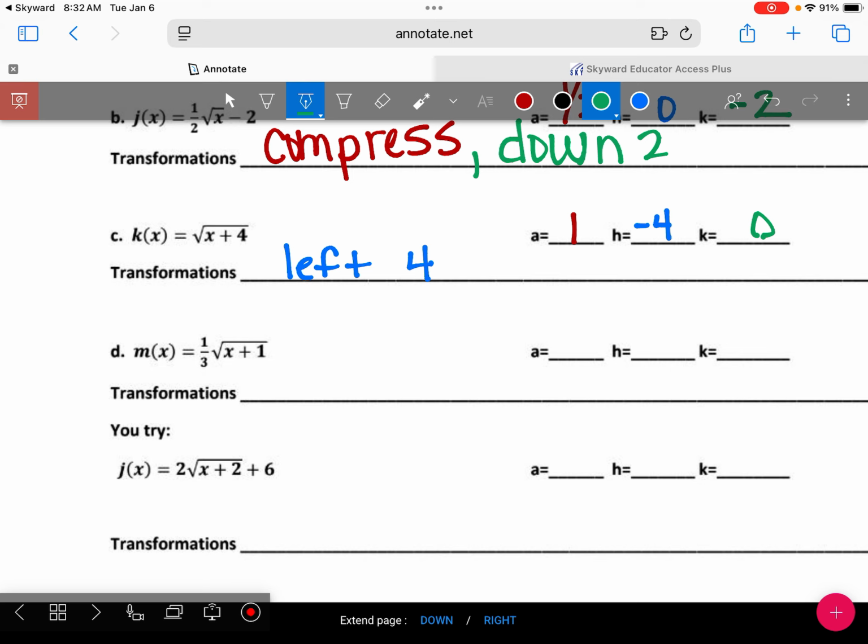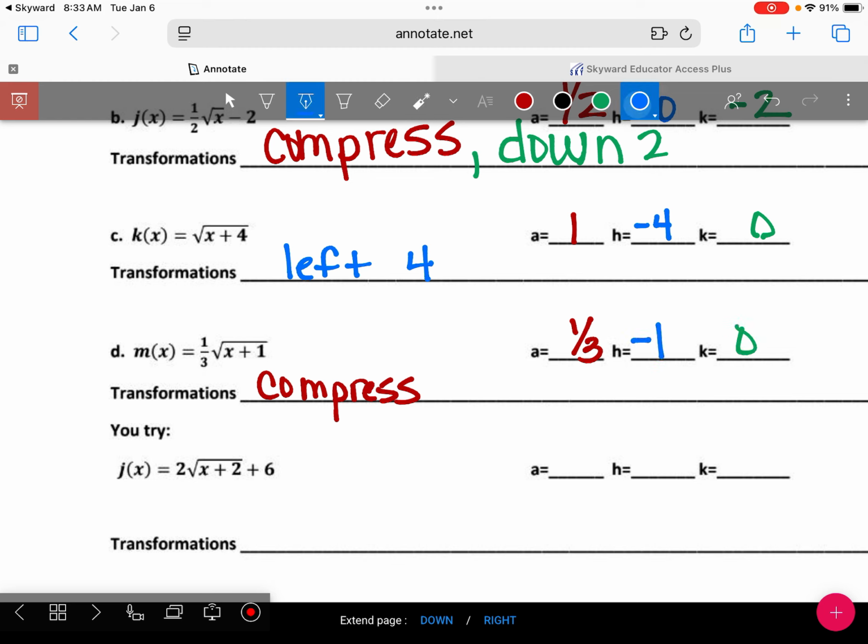All right, that was actually not bad. Not bad at all. All right, so D, in front, we have a 1/3, which is going to make this graph compress. Now, a common mistake that I did see walking around is calling this K. But it's not K, it's H because it's under. And also, a lot of you all put a +1. This is the only one that we have to flip it. It becomes a -1. So H is -1 and K is 0.